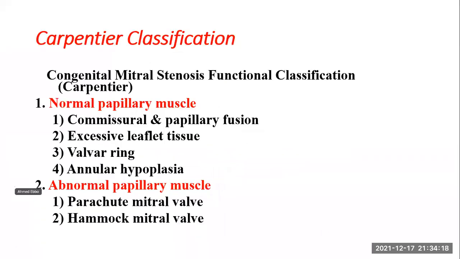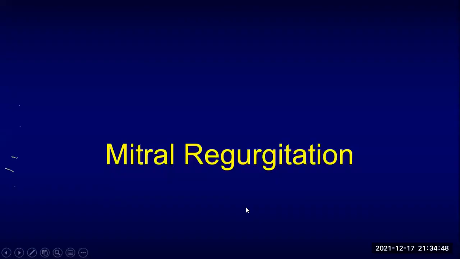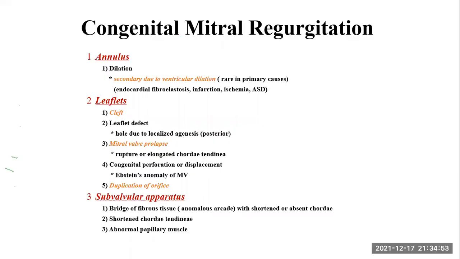So the Carpentier classification for congenital mitral stenosis is classified in two groups: the normal papillary muscle and the abnormal papillary muscle. With the group of the normal papillary muscle, we have the commissural and papillary fusion. We have excessive leaflet tissue, valvular link, and annular hypoplasia. And for the abnormal papillary muscle, we have the parachute and the hammock mitral valve. For mitral regurgitation, also we have three groups, three categories.